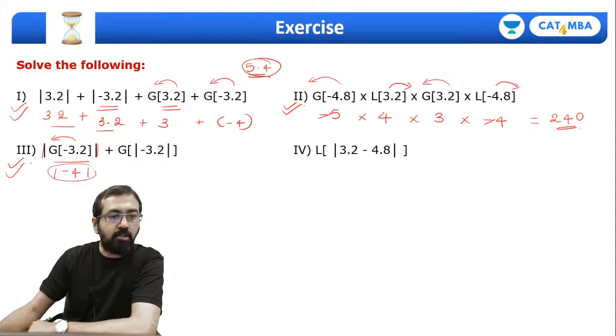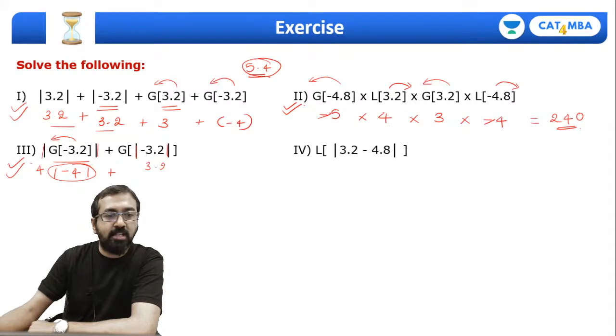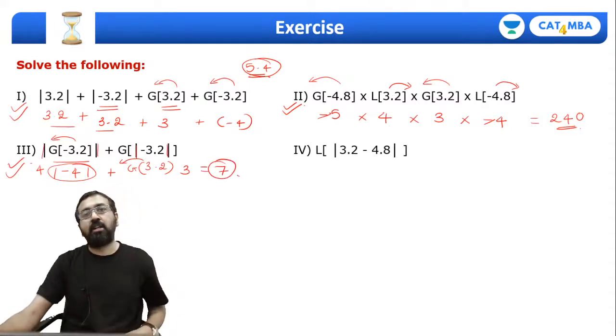So this is going to be 4. Plus, look at the innermost bracket: minus 3.2, modulus of minus 3.2, of course it's 3.2, and then the greatest integer value of 3.2. So we will look at the leftmost digit, which is 3. So this is going to be 3. So 4 plus 3 is going to be 7.